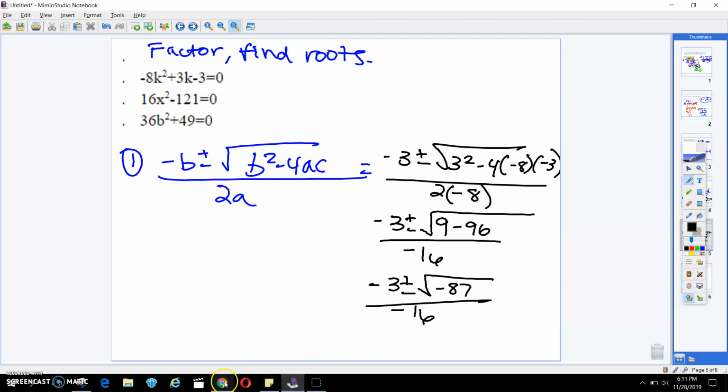Again, I'm going to plug that into my calculator because I don't know that off the top of my head. Now, sometimes this asks you to leave it in the simplest form, which in this case would just be negative 3 plus or minus i square root of 87 over negative 16. However, sometimes they ask you for the decimal form, which you just plug into your calculator. This is going to have an i answer, obviously, but it just depends on the test. So I would leave it like this, or I would leave it in the decimal form.